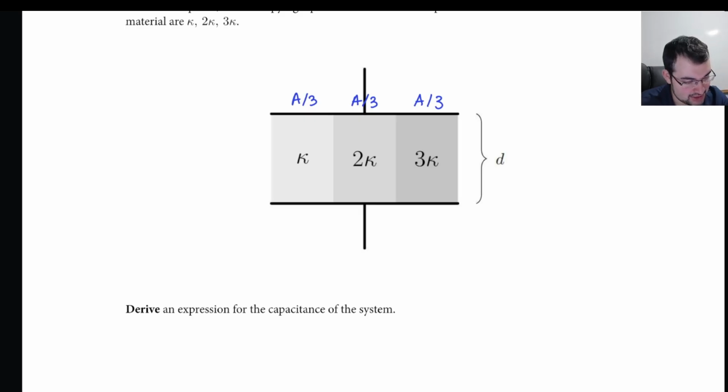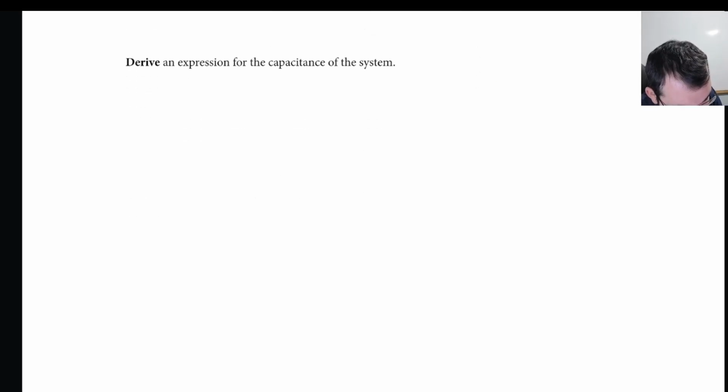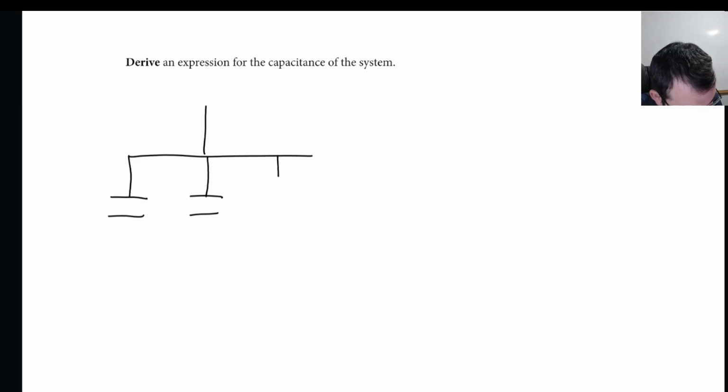Because I can get from the top plate to the bottom plate by going through this capacitor, or this capacitor. I have three different routes, which is indicative of parallel. So this means that I can really just model the system as this.